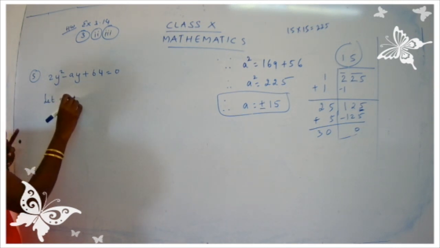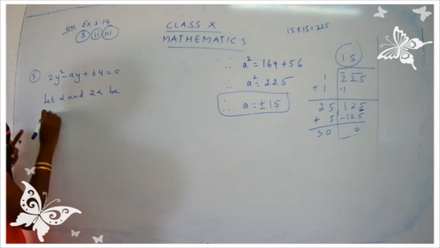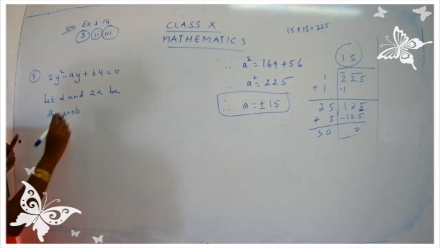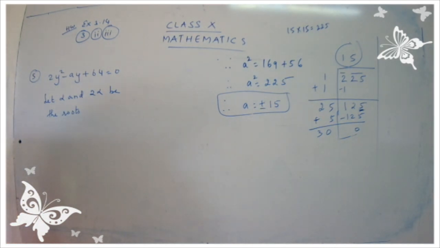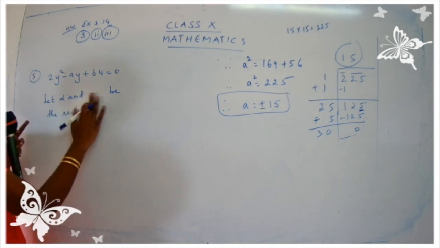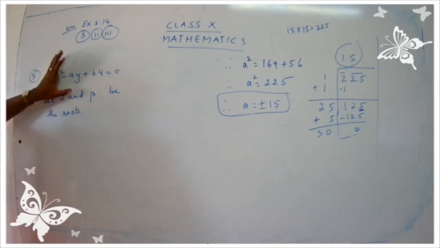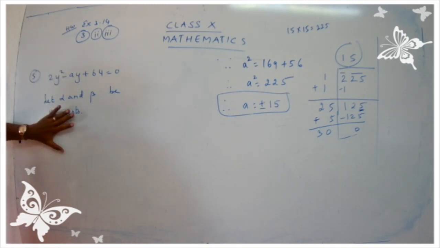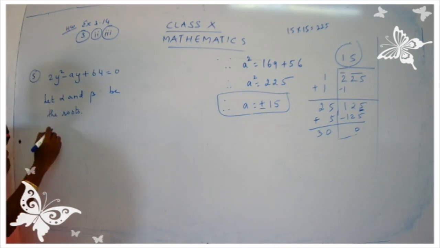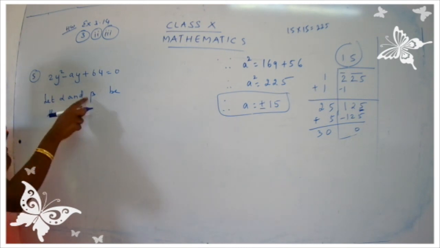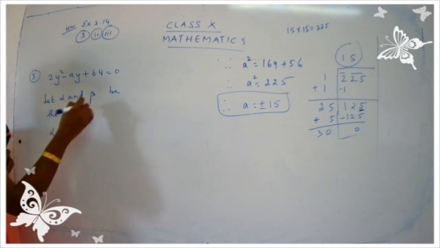So write down here: let alpha and beta be the roots. First I'll write down that alpha and beta be the roots, then I'll give the condition. 2y square minus ay plus 64 is equal to 0 is the given equation. Now I'm just taking the roots as alpha and beta. Now what is the condition given? One root is twice the other. What is the other root we are taking here? Yes, beta.